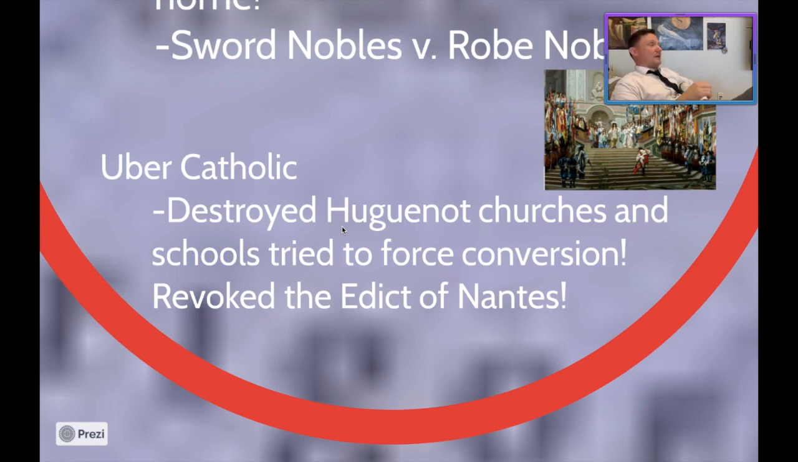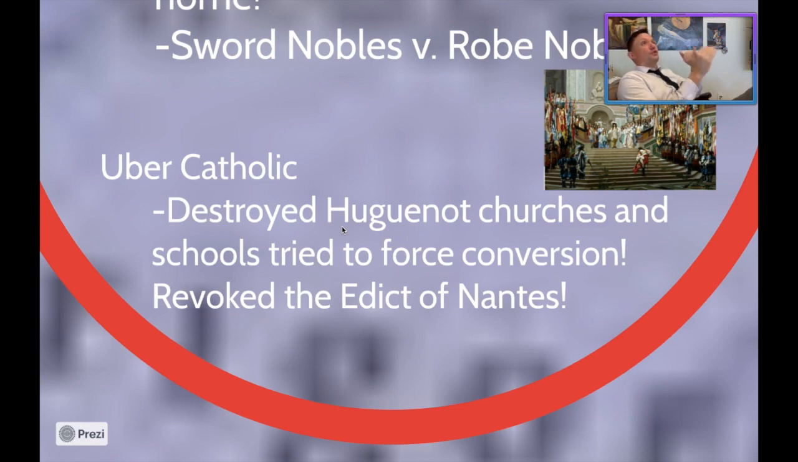Now, another big thing that you need to understand about Louis XIV is he was an uber Catholic, right? Now, as in uber, as in very extreme. Now, the big thing about it, though, is as a very, very strong Catholic, he greatly disliked Huguenots, even though, ironically enough, his grandfather was one. The big thing about it, though, is he actually destroyed Huguenot churches, schools, and tried to force conversion, causing a huge amount of Huguenots to actually leave the country of France and run away.